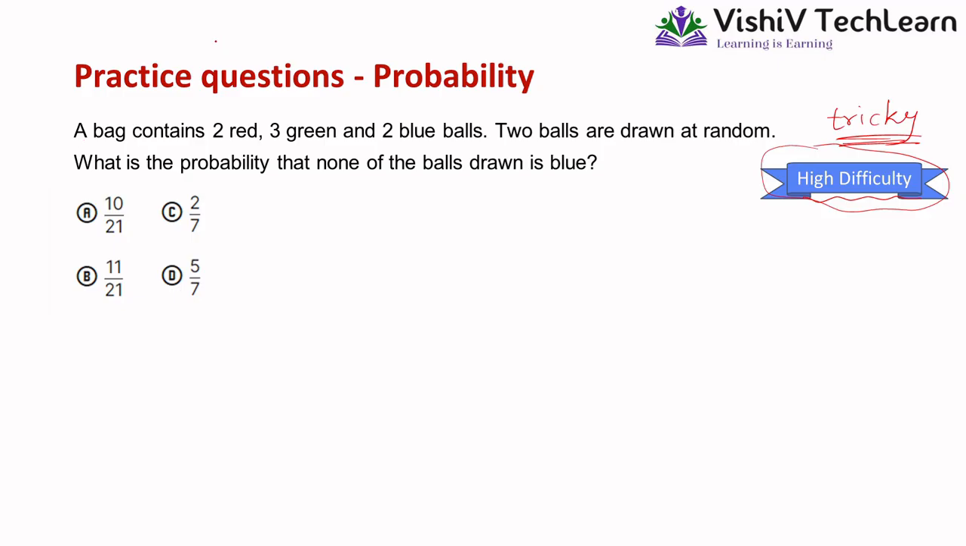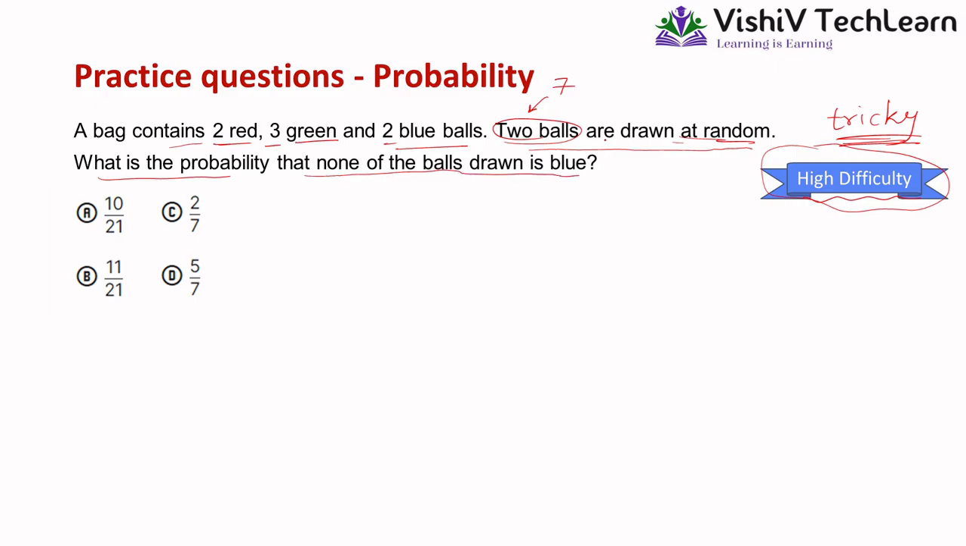Let's read the question. A bag contains 2 red, 3 green, 2 blue balls. 2 balls are drawn at random. So out of how many? 2 plus 3 plus 2, 7 balls are there. Out of 7 we are going to draw, or we are going to select 2 balls randomly. Okay, what is the probability that none of the balls drawn is blue?